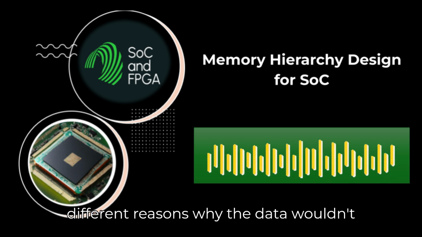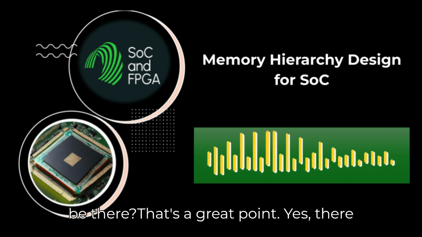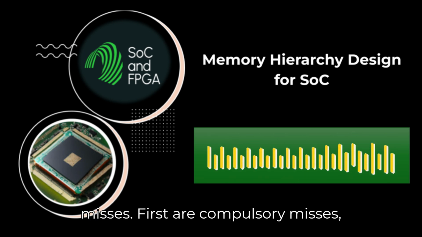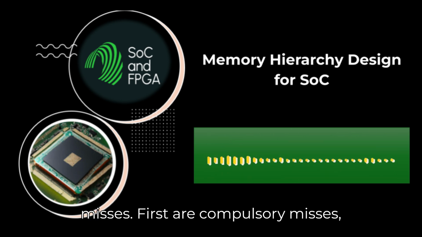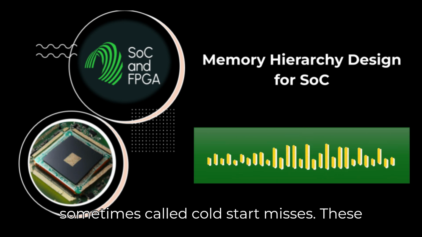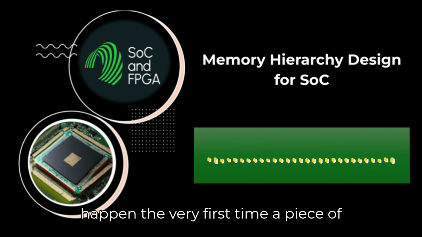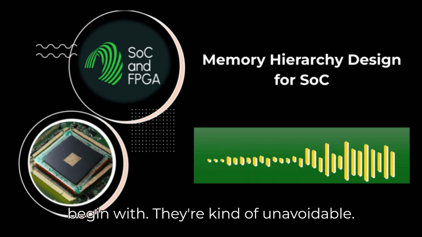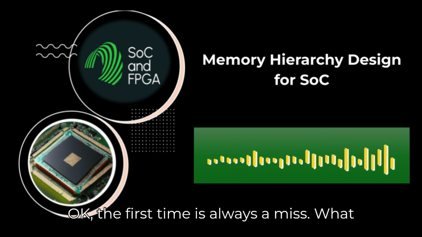And I guess not all misses are created equal. Are there different reasons why the data wouldn't be there? That's a great point. Yes, there are different categories or flavors of misses. First are compulsory misses, sometimes called cold start misses. These happen the very first time a piece of data is ever accessed. It has to be missed because it wasn't in the cache to begin with. They're kind of unavoidable. Okay, the first time is always a miss.